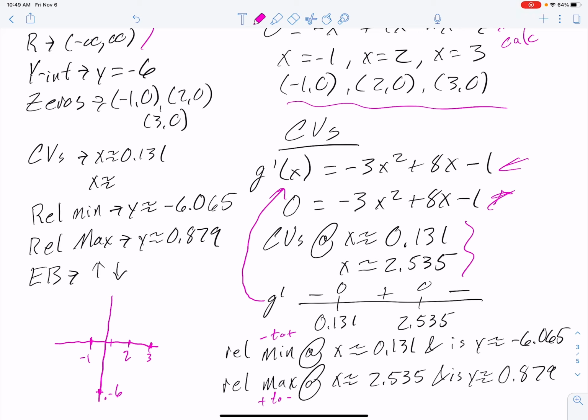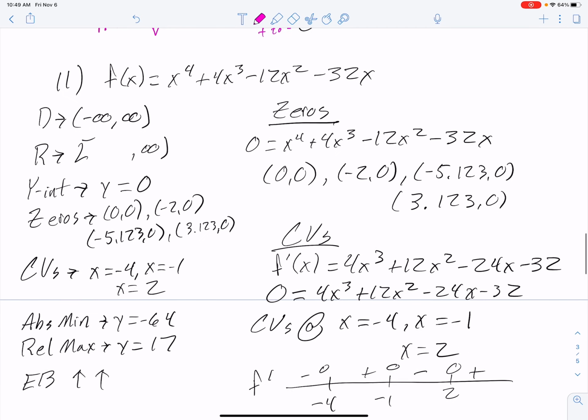My relative maximum was in between 2.535, and it was very low, 0.879. And so now, again, I'm able to just sketch my graph, hitting these key points. Again, sorry for the noise. And I got a nice looking graph of my cubic function.